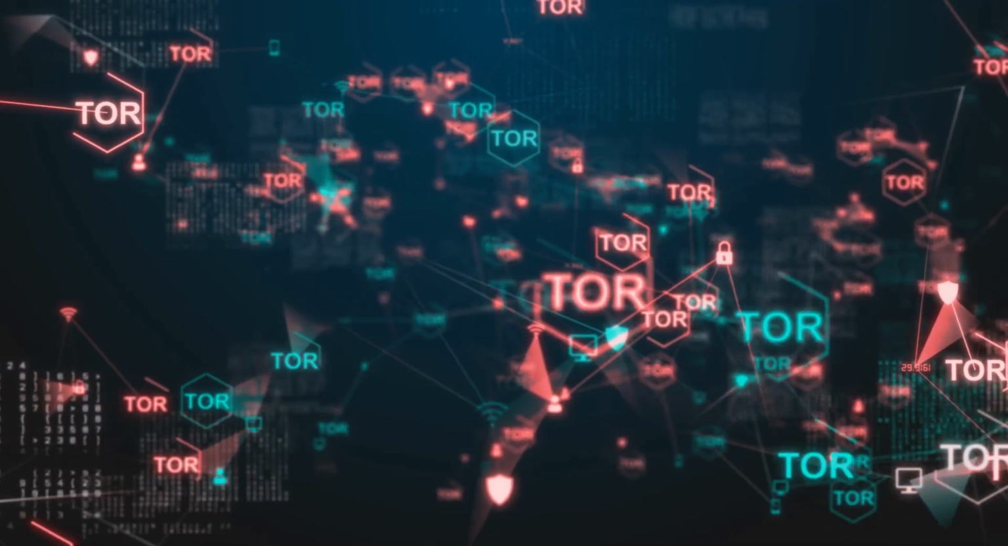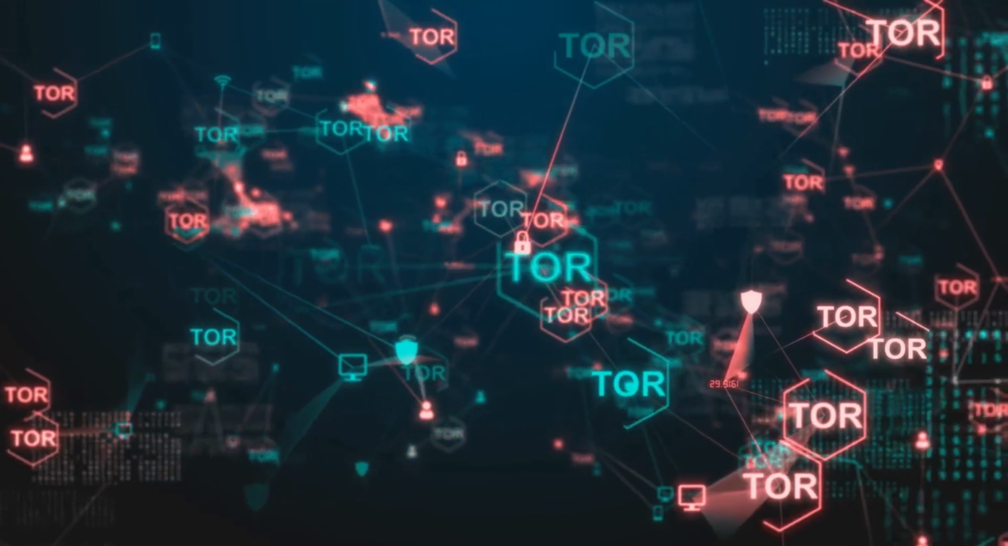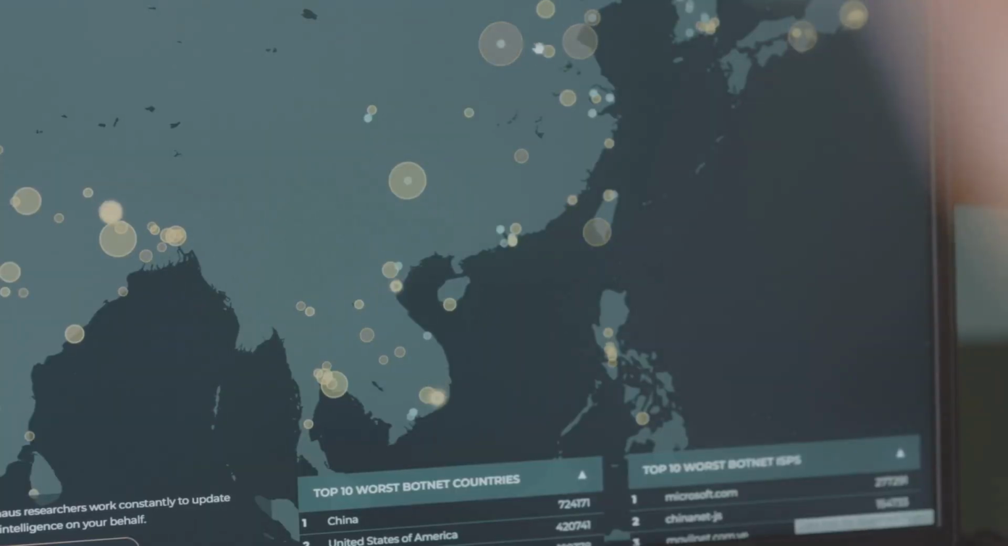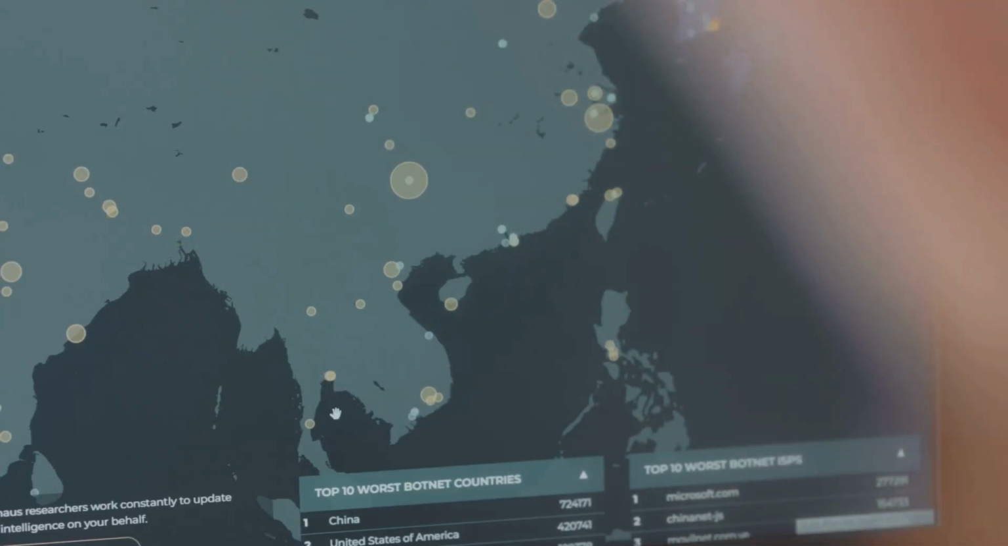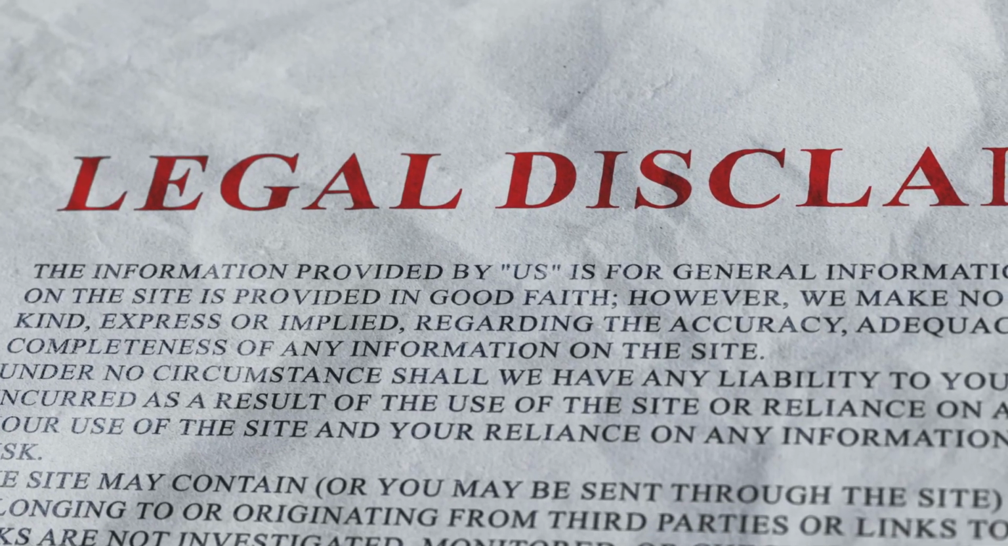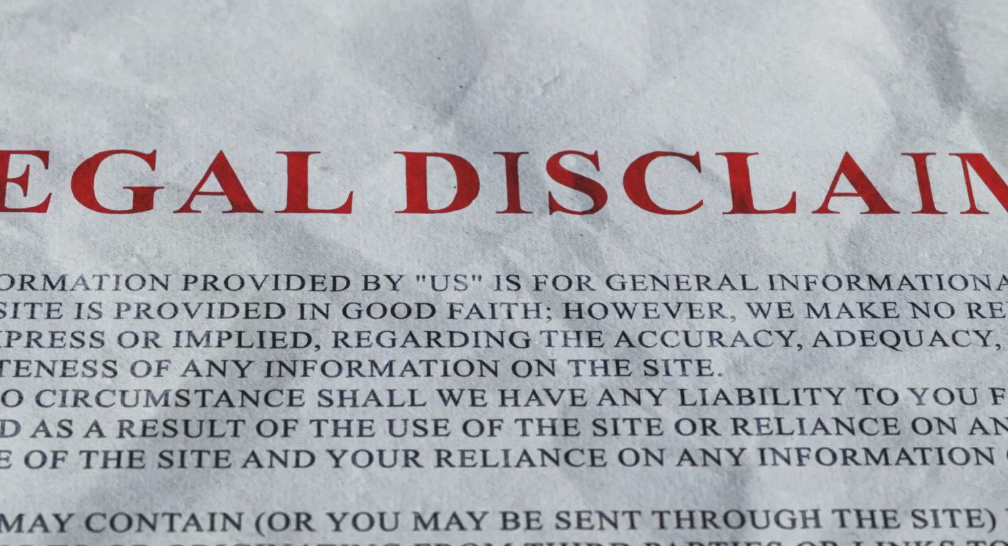Tor trades speed for anonymity. HD streaming and large downloads can slow significantly. Your activity is hidden, but Tor use itself can be visible to networks and sometimes blocked by sites. Laws vary. Privacy tools don't grant permission for illegal activity. Use them to protect rights, not to harm others.